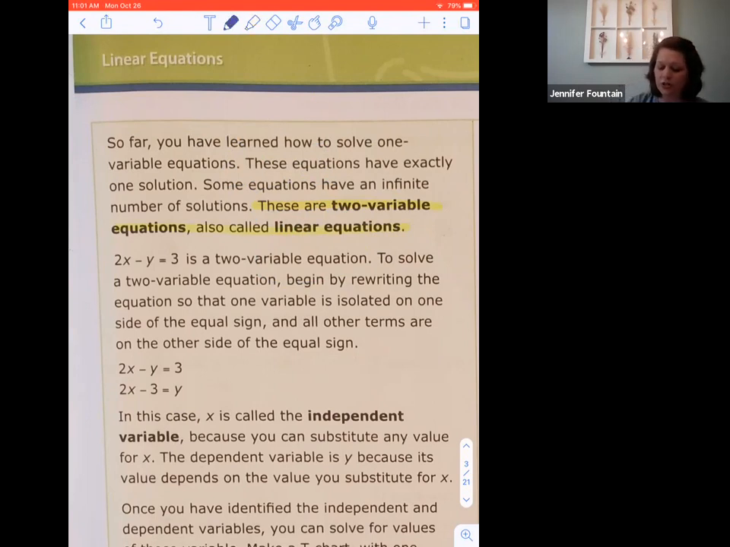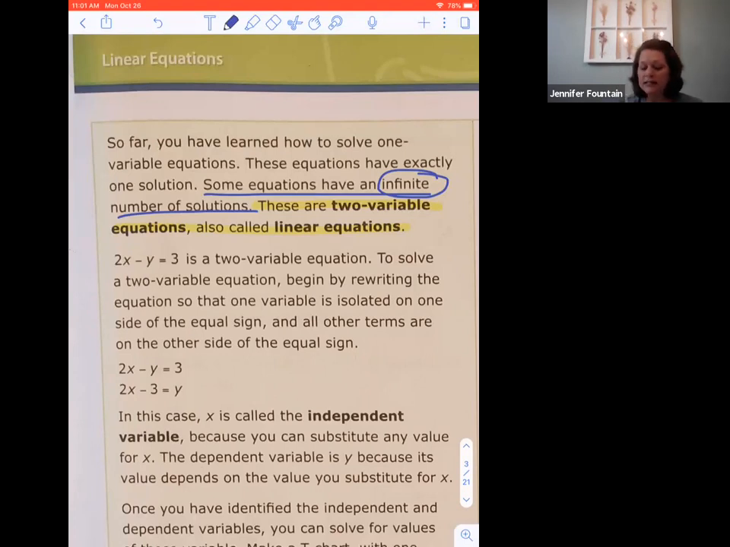And the thing I want you to look at just above that is that some equations have an infinite number of solutions. And I want you to circle that word infinite. So in the directions, so far you have learned how to solve one variable equations. These equations have exactly one solution. Some equations have an infinite number of solutions, and these are two variable equations, also called linear equations.